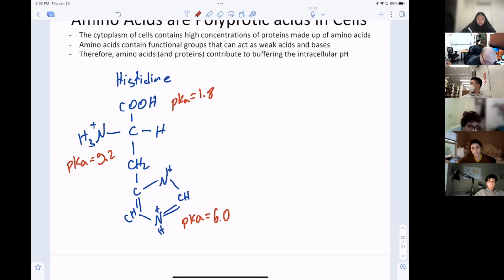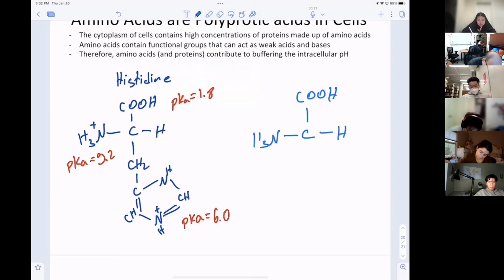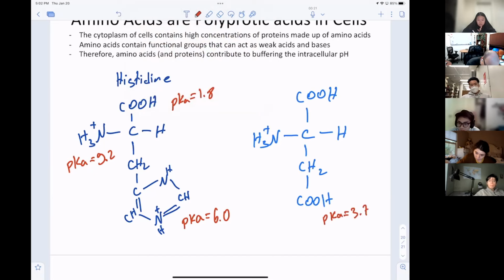So this is for histidine, but if we take another amino acid, like aspartic acid, it will have different pKa values. In aspartic acid, the pKa of the carboxylic group will be 3.7, and sorry, this is the side chain, the R group. It's also a carboxylic group, with a pKa of 3.7. The pKa of the other carboxylic group is 1.9, and the pKa of the amino group is 9.6. By all means, do not memorize pKa's, okay? If needed, we're going to give them to you. I just want you to appreciate the idea of the pKa's.